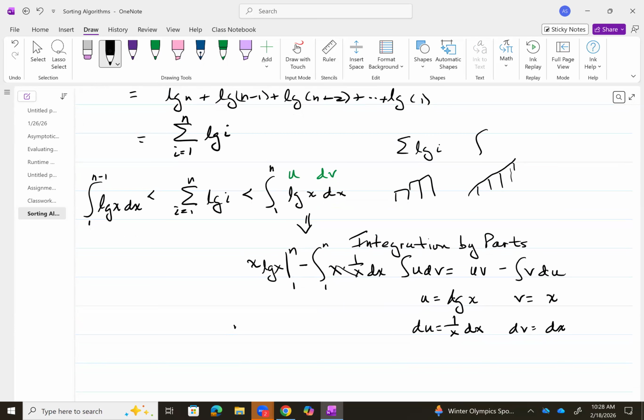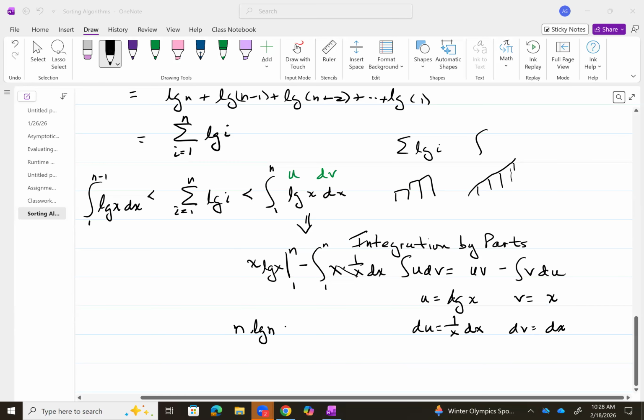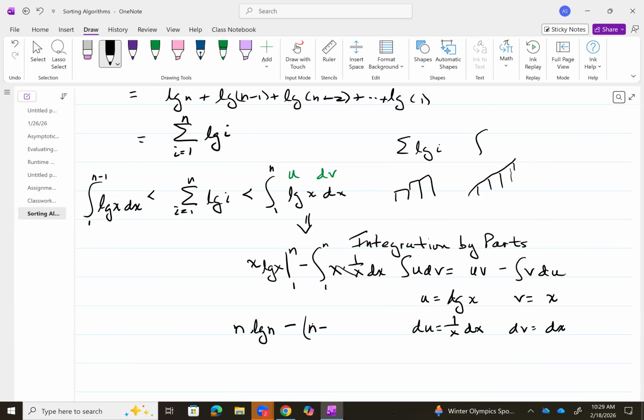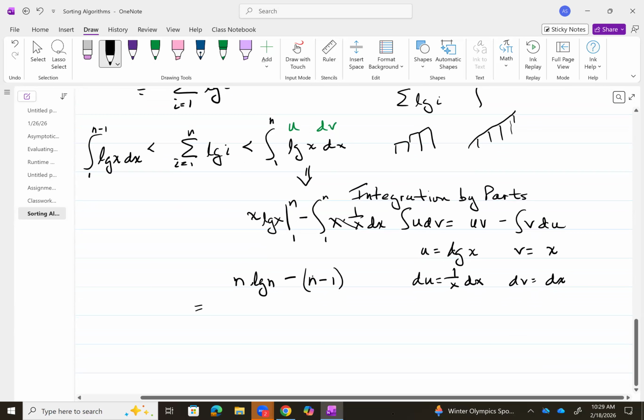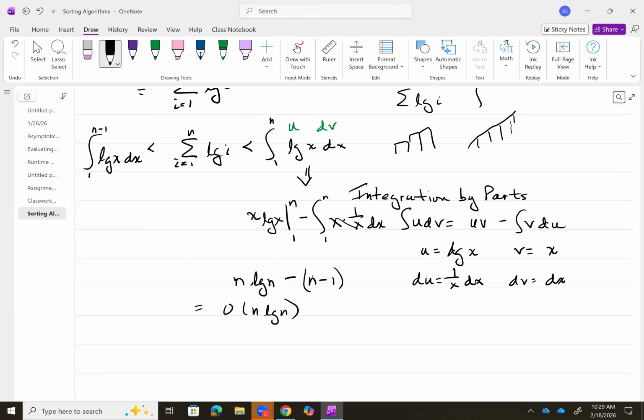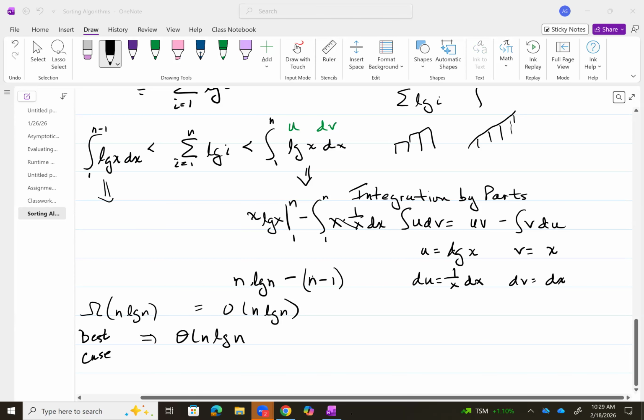So this is going to be n log n minus 1 times log of 1, log of 1 is 0, minus n minus 1. Oops, this one will be big O. The same exact argument, this one's going to be omega, which means that our comparison sort, our best case, is theta n log n, which is all we were trying to show.